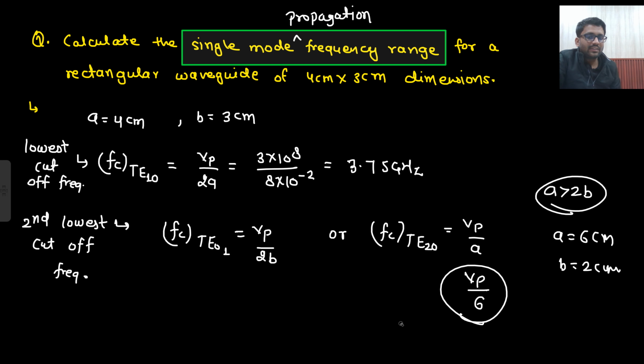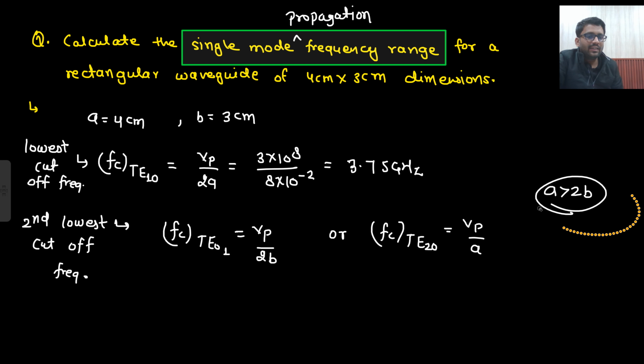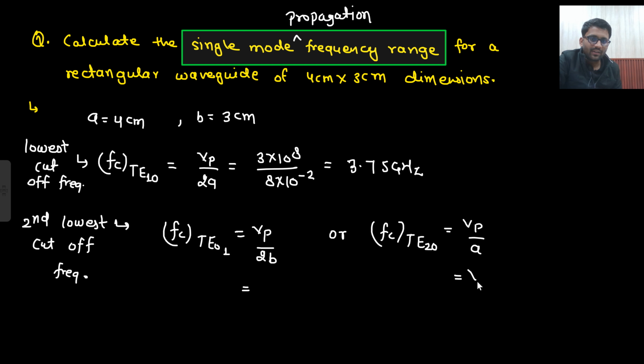Right? But now what is the scene? The value of a is 4 centimeter. So this will be Vp by 4. And what will this be? Vp by, and the value of b is 3 centimeter, so 3 into 2, 6. So this is your Vp by 6, this is your Vp by 4. Right? So which one is lowest? If I put the value 6 centimeter, it is lowest.